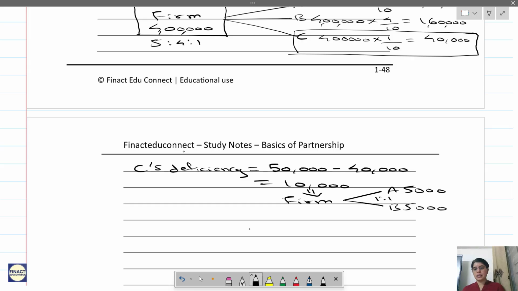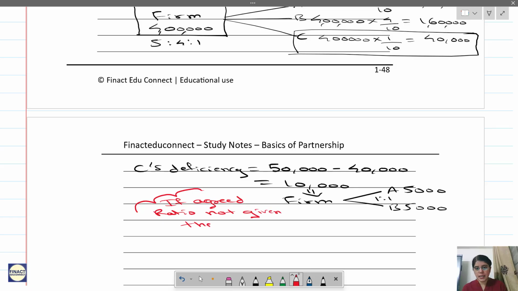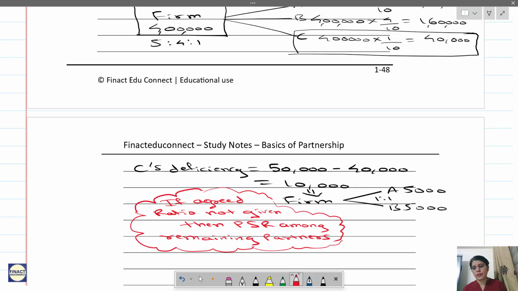Is this clear? Make a cloud here. If agreed ratio not given, then PSR among remaining partners. Just write this. Done till here? Should I scroll?